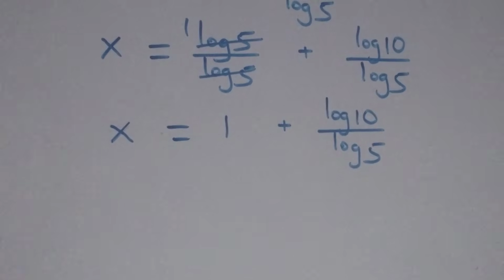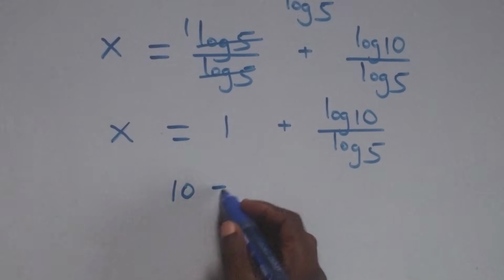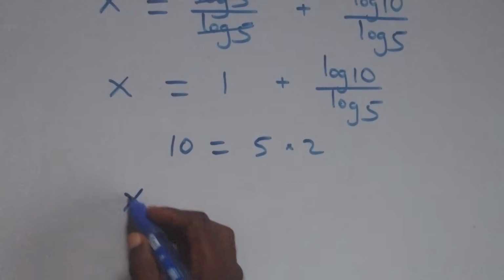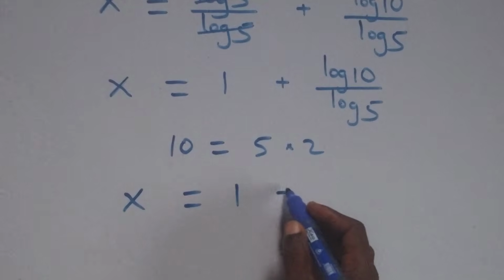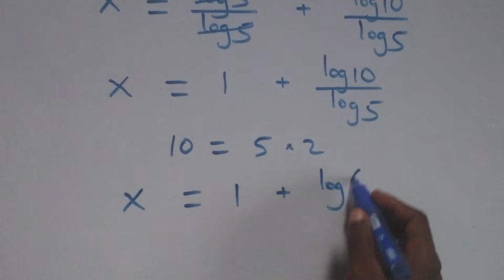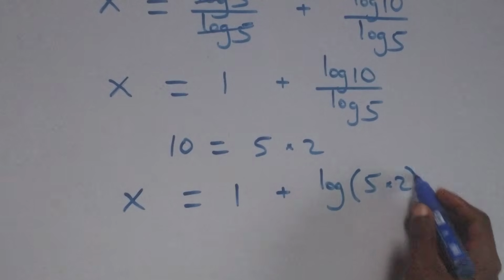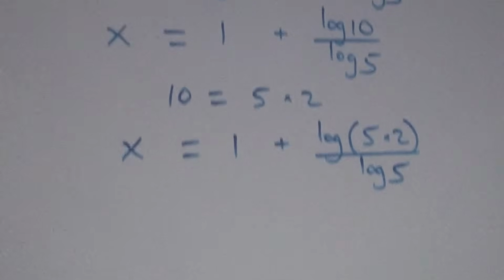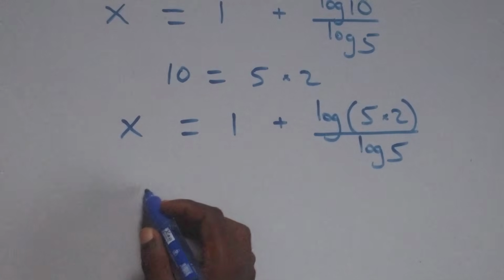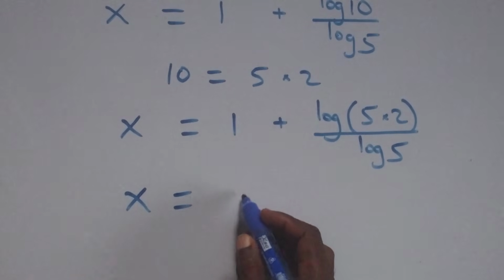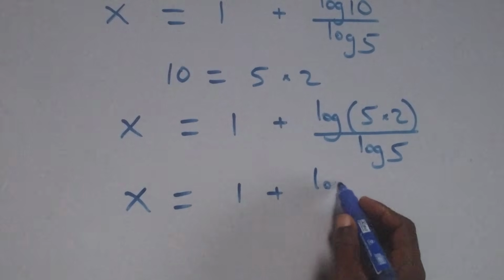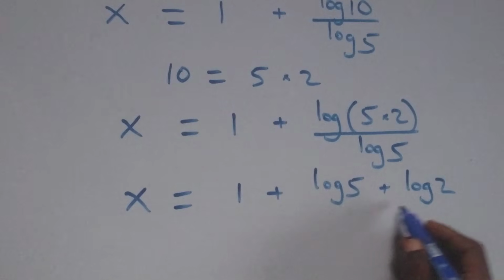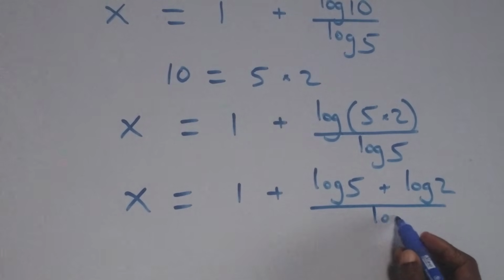Next step here, we can also write 10 as 5 times 2. That is, what we have becomes x equals 1 plus log 5 times 2 over log 5. This also follows the law of logarithm, and we have x equals 1 plus log 5 plus log 2 over log 5.